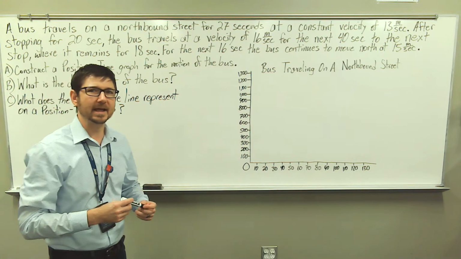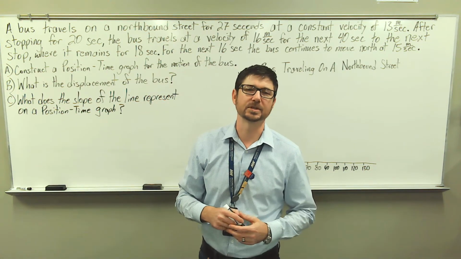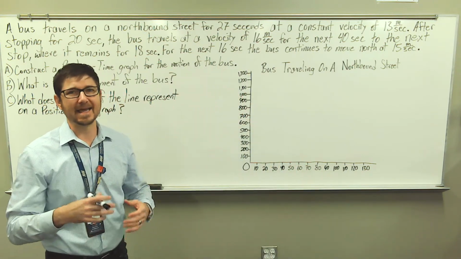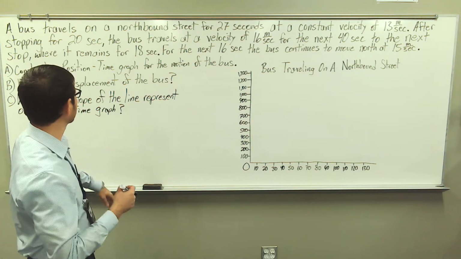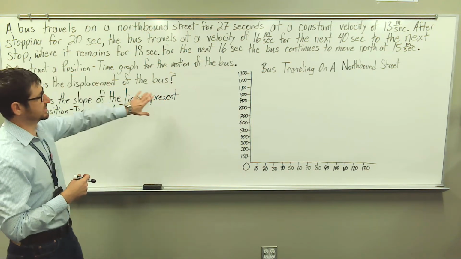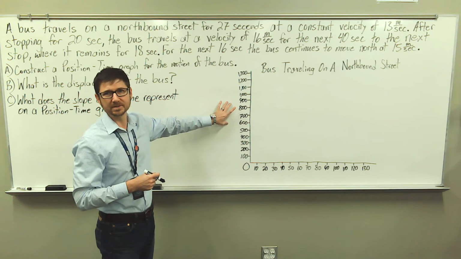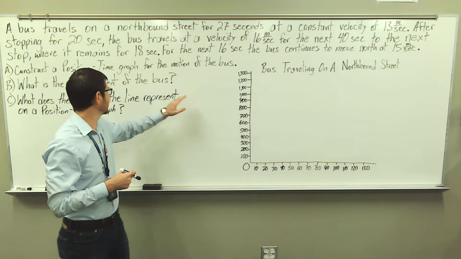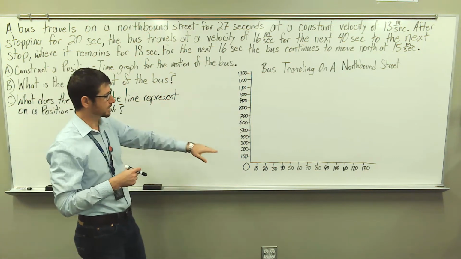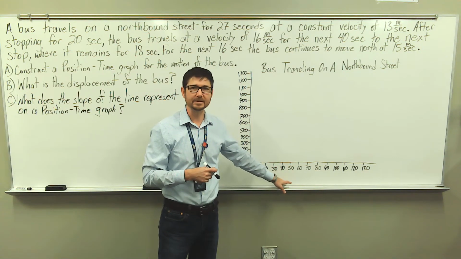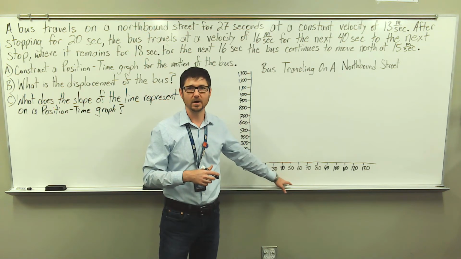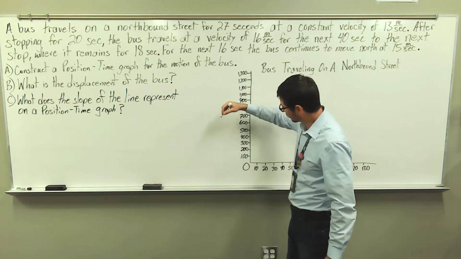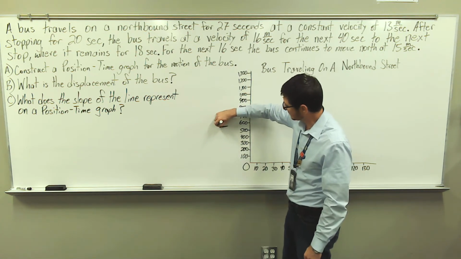In part A, the problem wants us to construct a position time graph. Whenever we say a position time graph, we are describing the position. This is our dependent variable, so it goes on the y-axis, and time is our independent variable and it's going to go on the x-axis. Our position will be in units of meters.